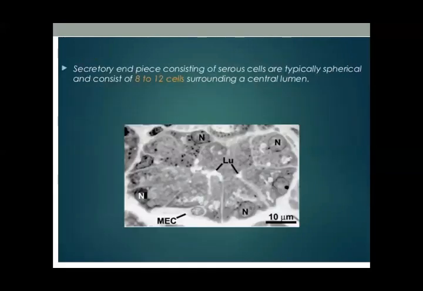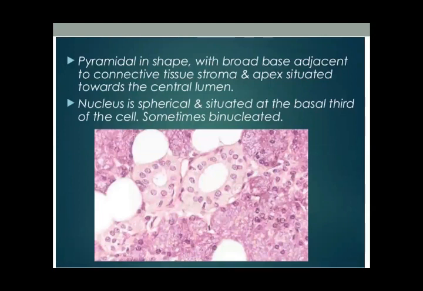Secretory acini consisting of serous cells are typically spherical and consist of 8 to 12 cells surrounding the central lumen. The cells are pyramidal in shape with a broad base adjacent to the connective tissue stroma and the apex situated towards the central lumen. The nucleus is spherical, situated at the basal third of the cell, sometimes binucleated.